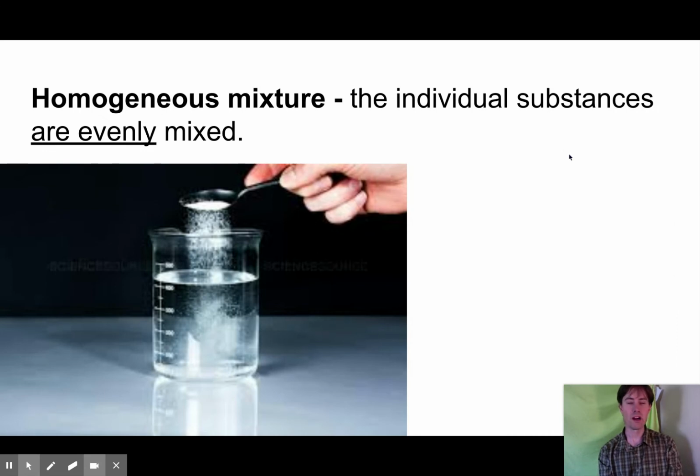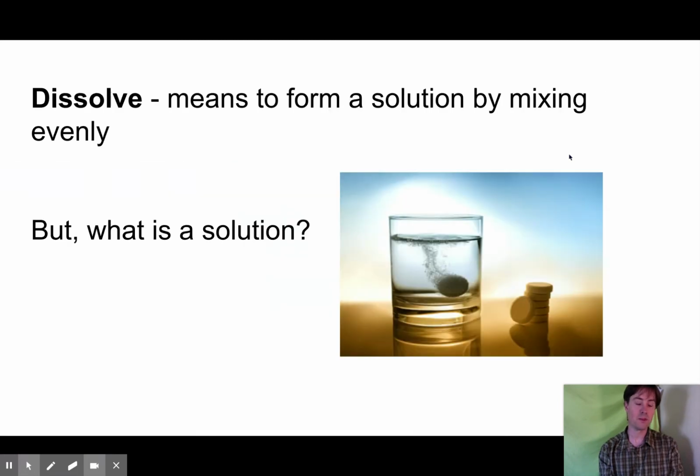A homogeneous mixture is one that's evenly mixed, the same throughout. It is salt water. It's a mixture of salt and water, but it is salt water, evenly mixed throughout. Mixing those things means we dissolve them, and dissolving means that we mix two things together and form a solution.